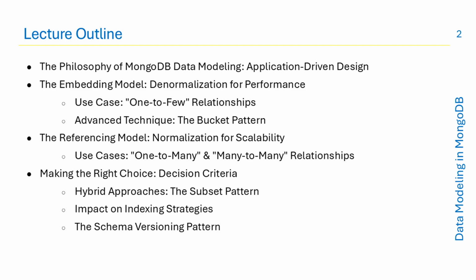Here is the roadmap for our lecture. We will start by discussing the core philosophy behind data modeling in MongoDB, which is quite different from relational databases. Then we'll dive into the two primary strategies. Embedding, which is a form of denormalization, and referencing, which is a normalized approach. We will explore practical use cases for each, including advanced patterns like the bucket and subset patterns. Finally, we will consolidate this knowledge by establishing clear decision criteria to help you choose the right model for your specific needs, and we'll touch upon the practical aspects of indexing and managing schema changes over time.